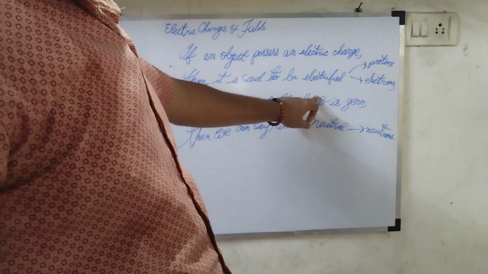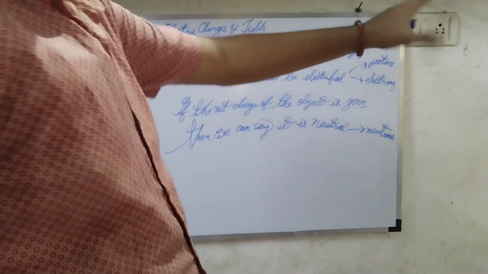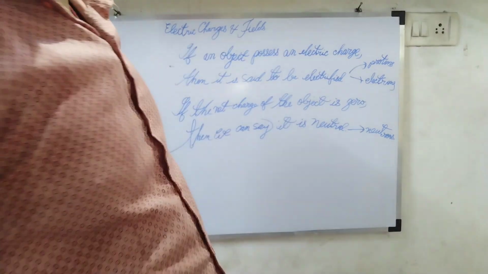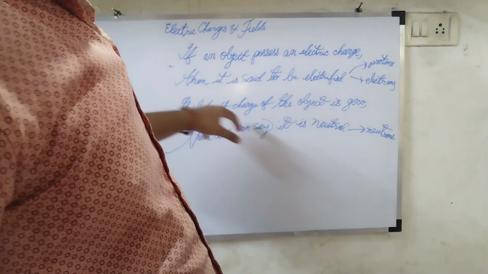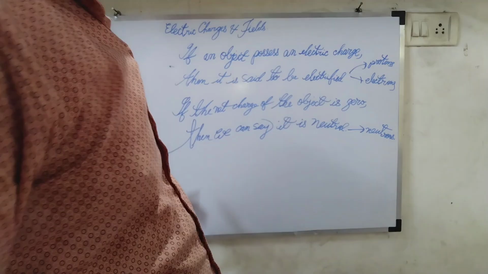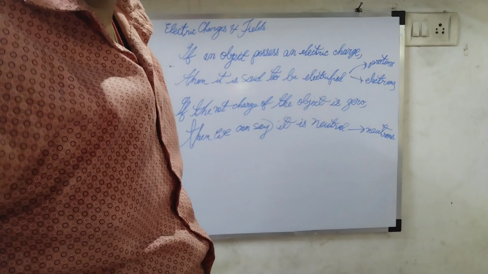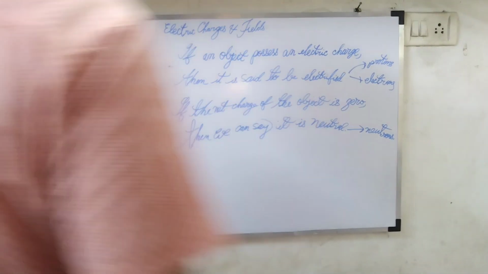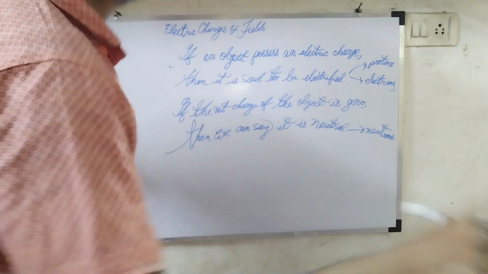Give two examples for it if asked. Then protons and electrons are the best examples, according to John Dalton's theory that an atom consists of three things: protons, neutrons and electrons. And if the net charge of the object is zero, then what can we say? We can say it is neutral. Give one example for it: neutrons, a very easy example.